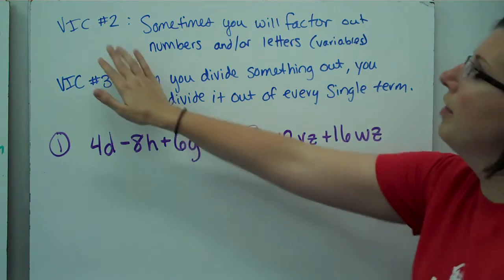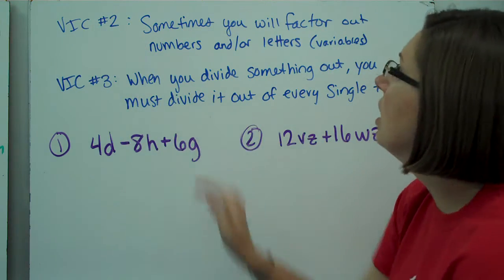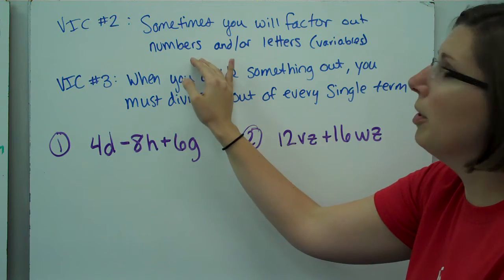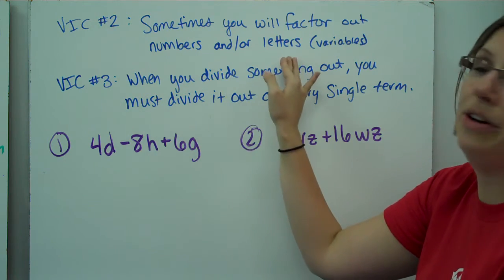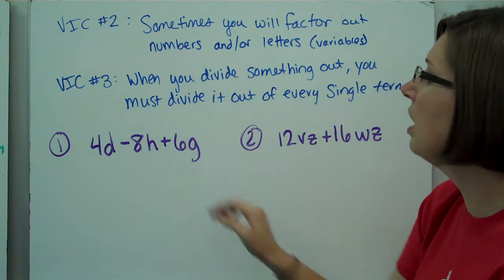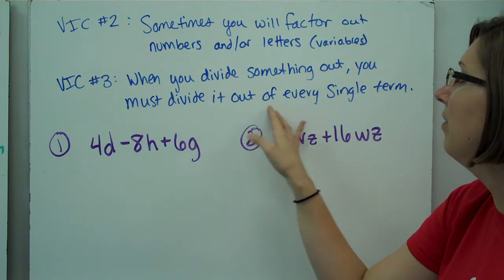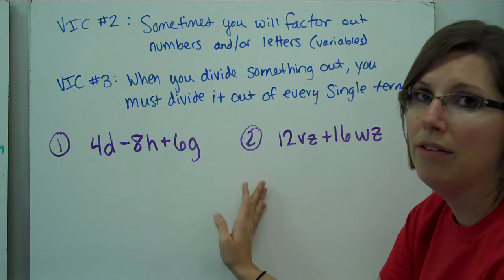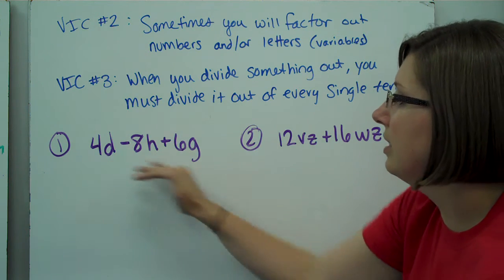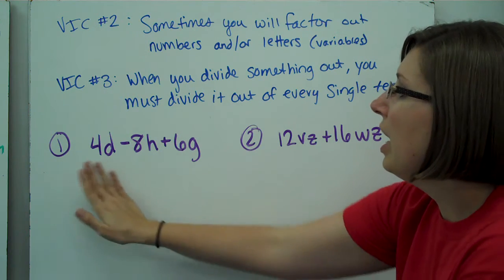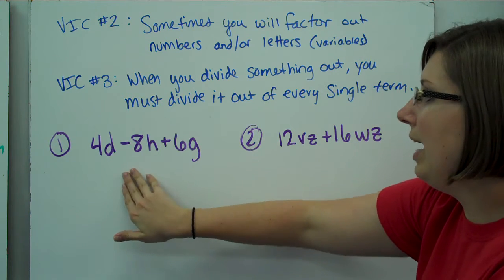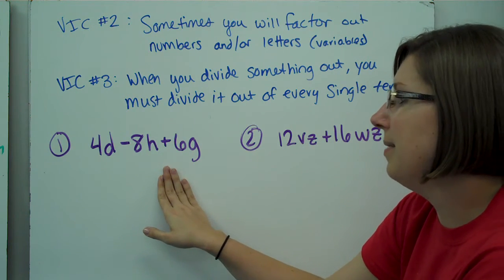We've got very important concept number 2. Sometimes you will factor out numbers and or letters, which we call variables. Very important concept number 3: when you divide something out, you must divide it out of every single term that you have. So let's take this problem for example. 4d, take away 8h plus 6g.